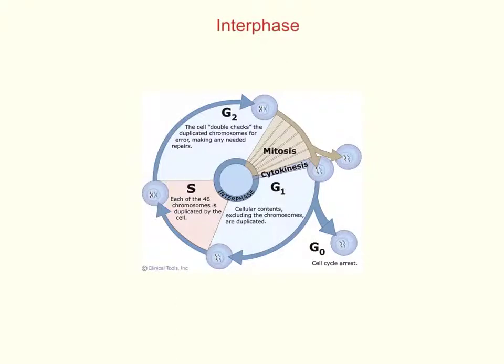Before mitosis can occur, the cell must first go through interphase. Interphase includes 3 phases: G1, S, G2. Interphase begins with the G1 phase. The cell will be the smallest it's ever been in this phase.